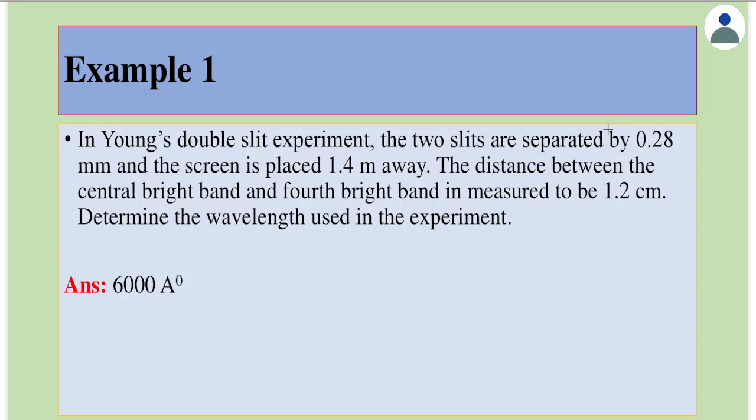Hello everyone, let's look at some numericals based on Young's double slit experiment. Example 1 says, in Young's double slit experiment, the two slits are separated by 0.28 millimeter and the screen is placed 1.4 meter away. The distance between the central bright band and fourth bright band is measured to be 1.2 centimeter. Determine the wavelength of the light used.